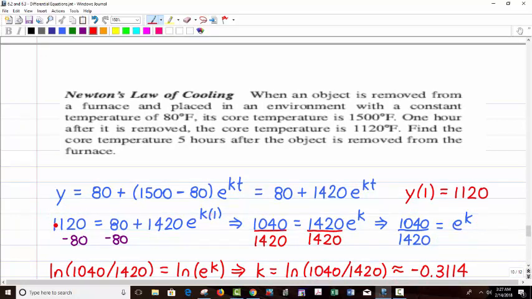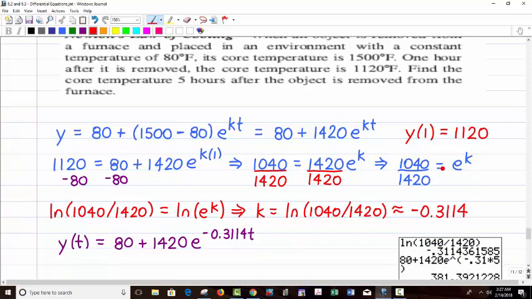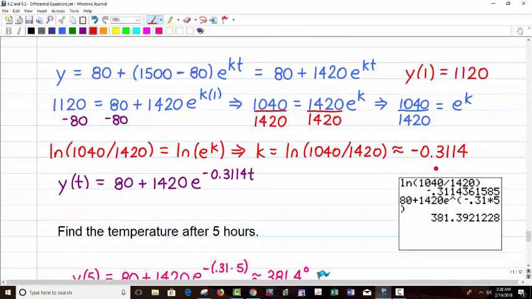So we're trying to solve for k, that proportionality constant. Then that will allow us to calculate the temperature at any time. All right, so I subtracted 80 on both sides. Got 1040 divided by 1420 equals e to the k. So we ln both sides. I just left this, I didn't divide it, and ln kills e. So k will equal ln of 1040 divided by 1420. I just used 4 decimal places and said negative 0.3114. And you are expecting this to be negative because it is a cooling process here.